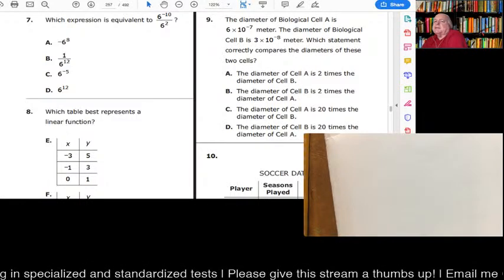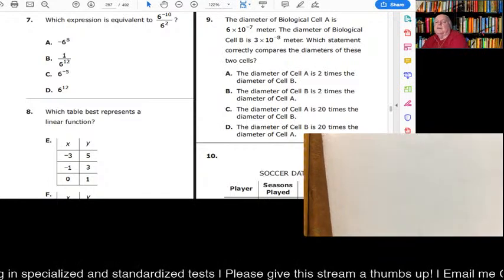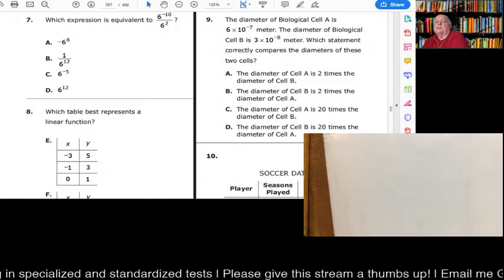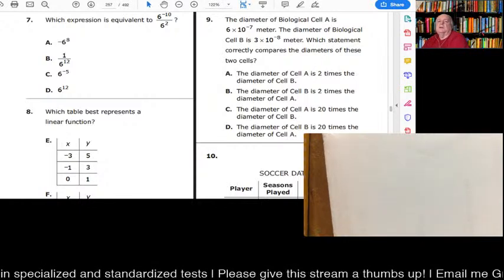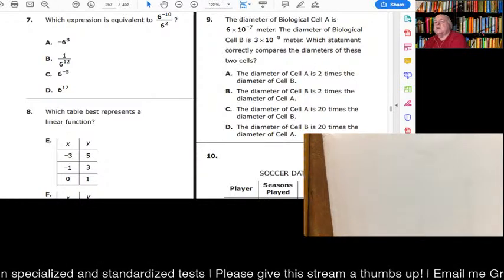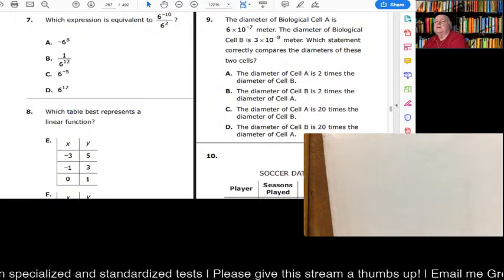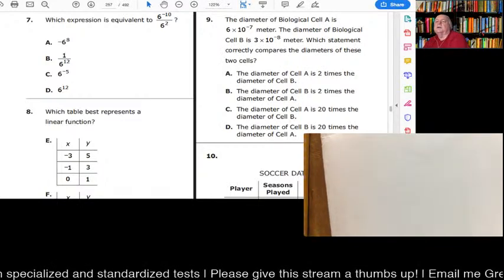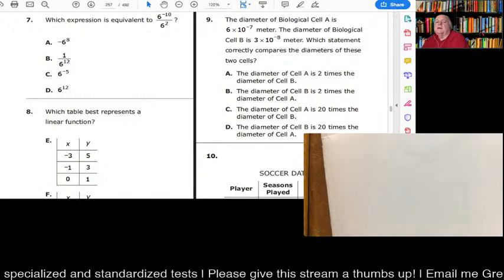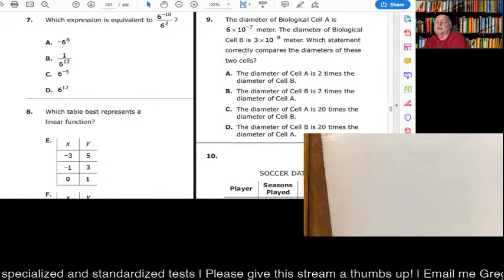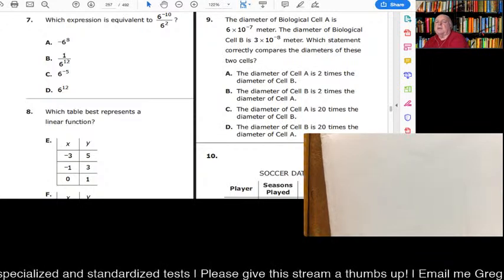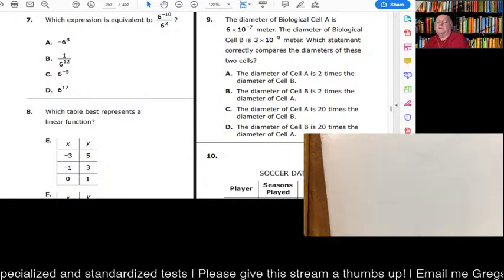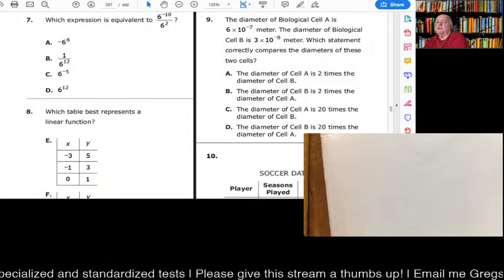Okay, so they made this kind of scientific looking by mentioning that it's the biological cell. It could have just been a thingamajig. The diameter of a thingamajig is this, the diameter of another thingamajig is that. That's really all they're saying here. So it doesn't really matter if it's a biological cell or anything else. Just that there's an A and a B. The diameter of A is this, the diameter of B is that. Which statement correctly compares the two?